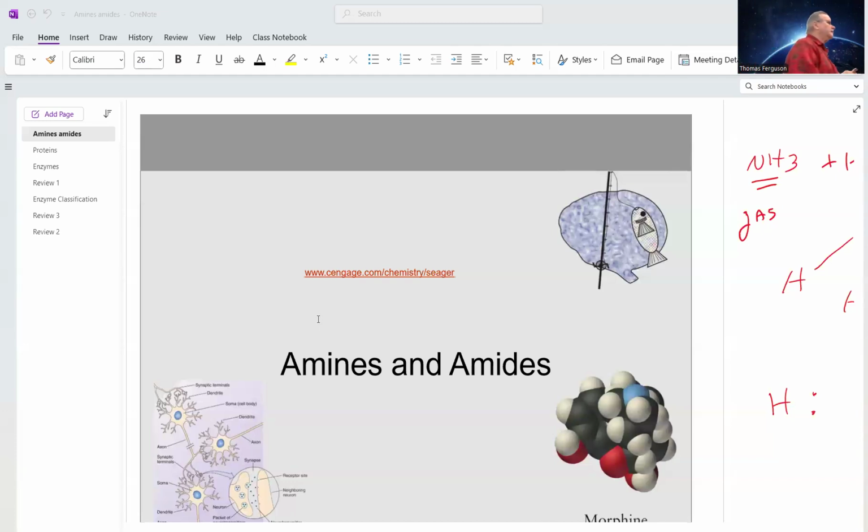Now, the interesting thing about Unit 3, we talked about acids and esters. And so we have an acid and an alcohol forms an ester. This chapter, we're going to have an acid and an amine. They're very similar.